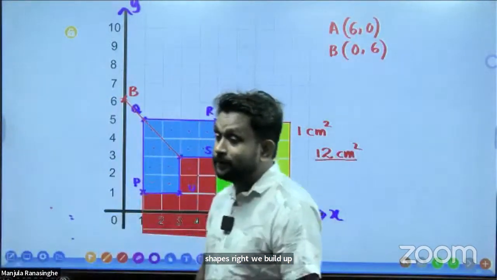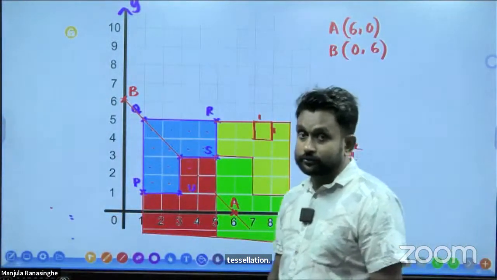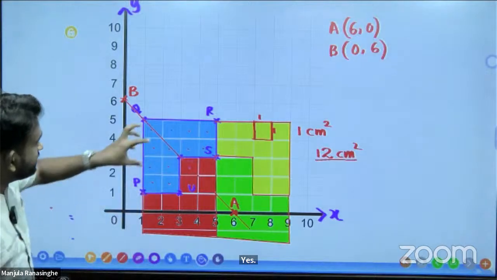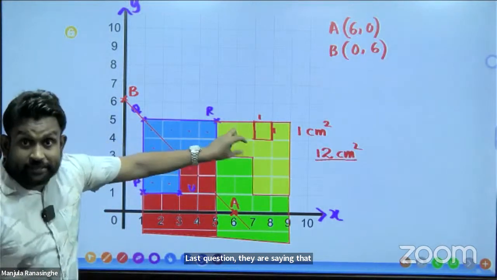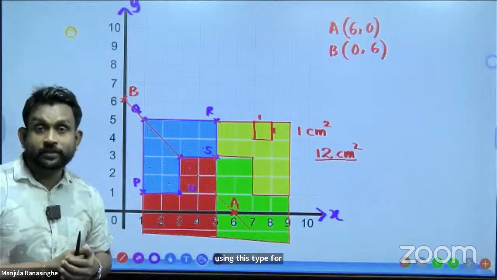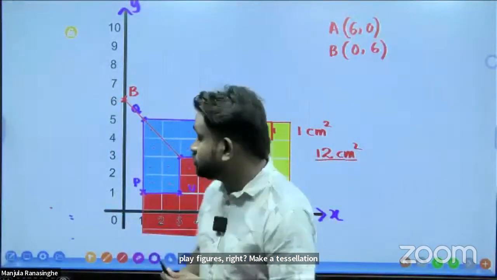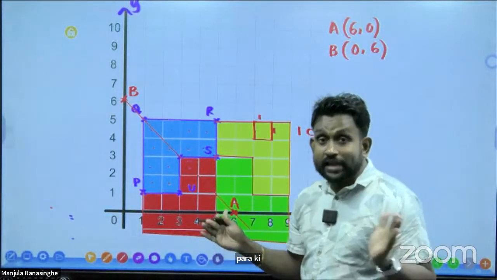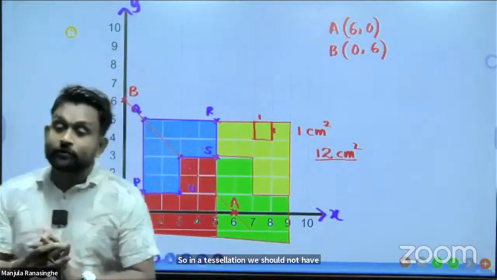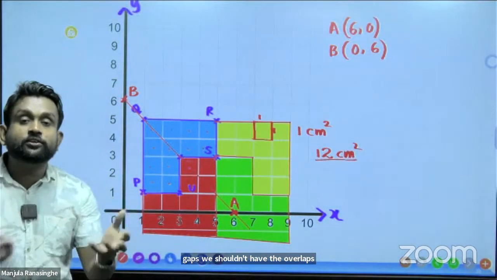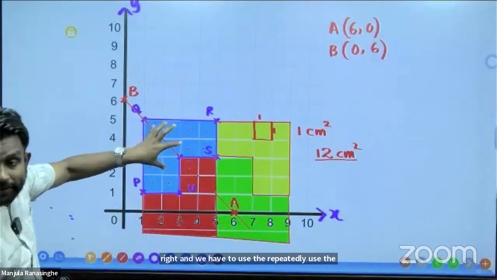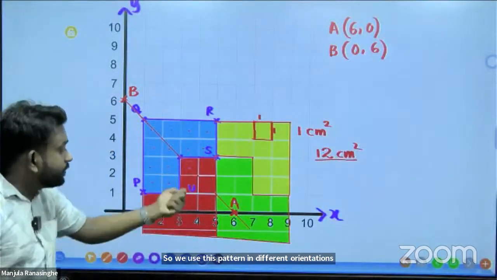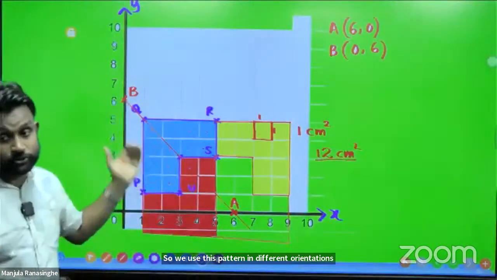Right. Okay. Yes. So I didn't understand the last question. In the last question, they are saying that using these 4 figures, make a tessellation. So in a tessellation we should not have gaps. We shouldn't have overlaps, right? And we have to repeatedly use the pattern. So we use this pattern in different orientations. Changing the orientation, we set 4 of them together. Now this is a tessellation.